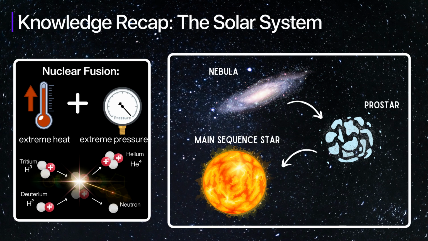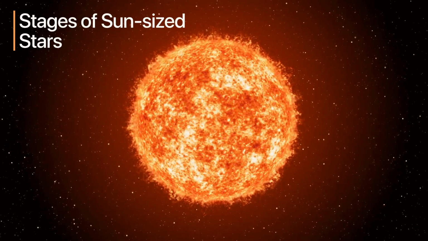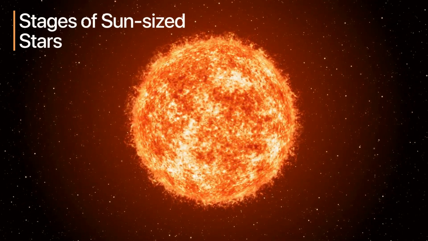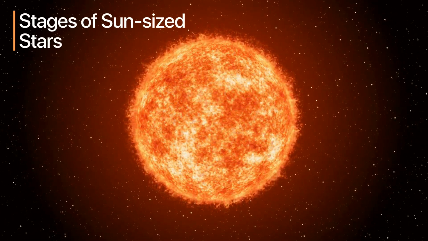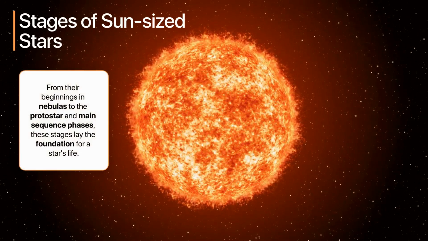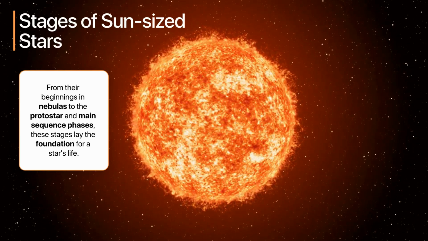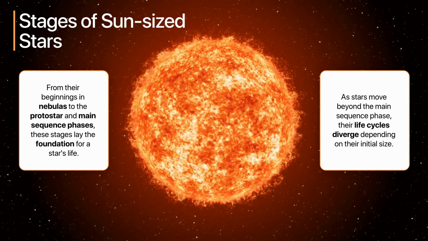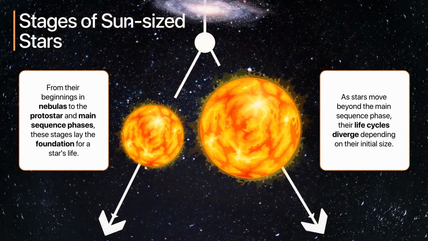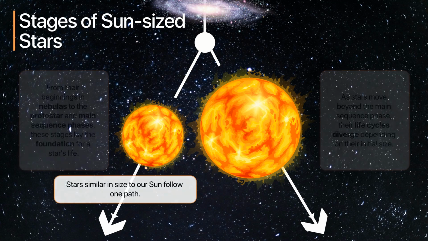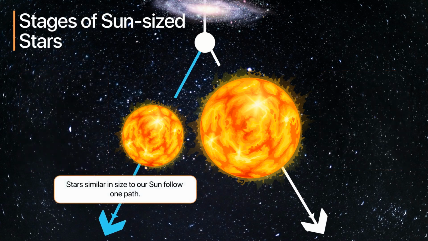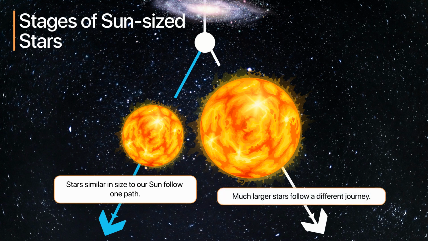Let's get started. In our previous lesson, we explored the early stages of star formation, which are shared by all stars regardless of their size. From their beginnings in nebulas to the protostar and main sequence phases, these stages lay the foundation for a star's life. However, as stars move beyond the main sequence phase, their life cycles diverge depending on their initial size. Stars that are similar in size to our Sun follow one path, while much larger stars follow a different journey. In today's lesson, we'll focus on the life stages of stars that are about the same size as our Sun. Let's now dive into these stages.